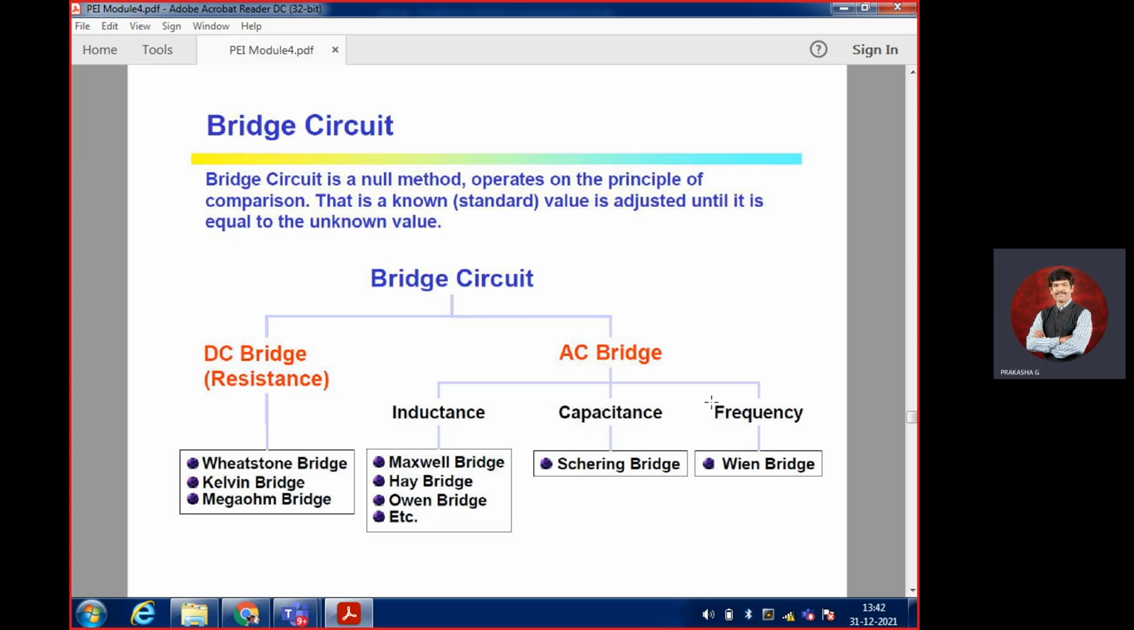Wheatstone bridges and Kelvin bridges measure low resistance values. As we checked in the laboratory, very low resistance, less than 1 ohm, is measured with the Kelvin bridge. Resistance in the ohm range we can measure using the Wheatstone bridge. But for very high resistance values, in the mega ohm range, we have a separate bridge called the mega ohm bridge.